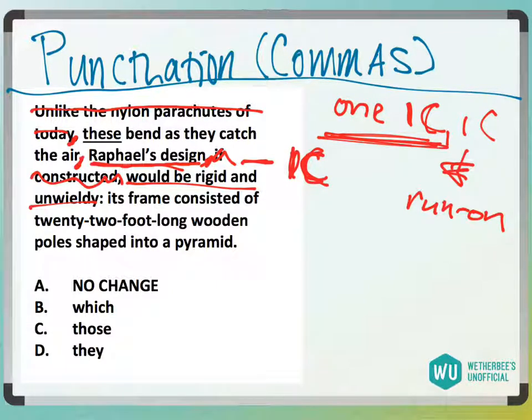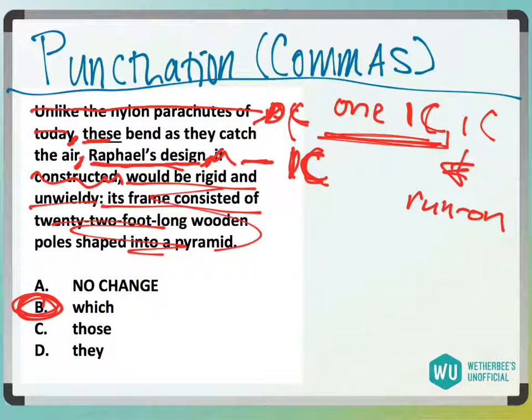Therefore, this right here, right, "these bend as they catch the air," this has to be made dependent. Has to, because if not, we would have a run-on, two independent clauses. So the only thing that's going to make this a dependent clause is "which bend as they catch the air," right? Unlike the nylon parachutes today, which bend as they catch the air, comma, his design, if constructed, would be rigid and unwieldy, and then we have this colon and all this information after, right?